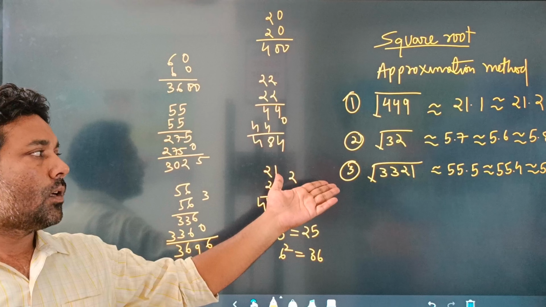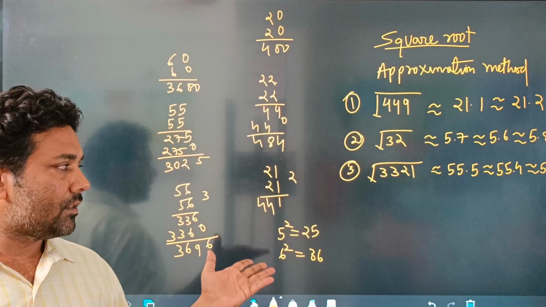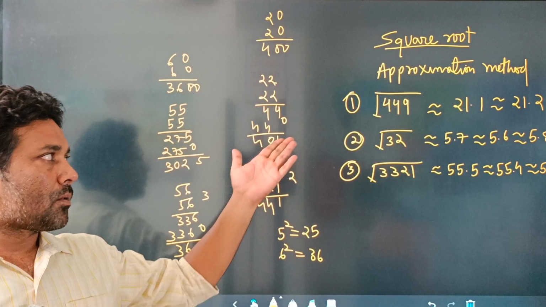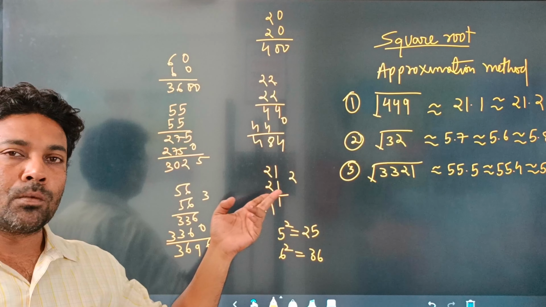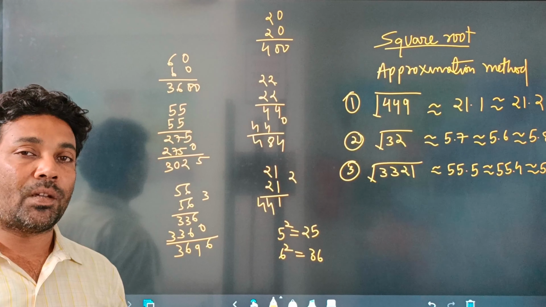Approximation method will work only till 4 digits. For 5 digits it becomes tedious, right? It will again consume time. So if you are required to find the square root of 2 digits, 3 digits, up to 4 digits, the approximation method is very well suitable.